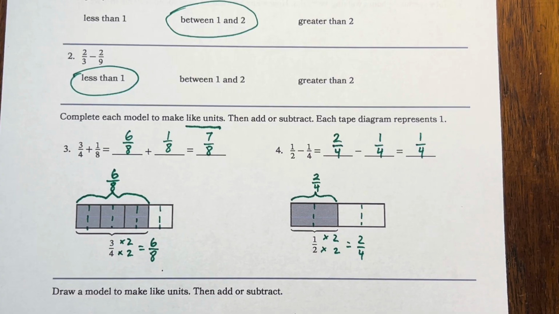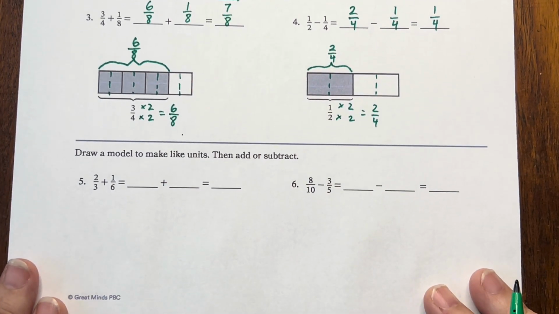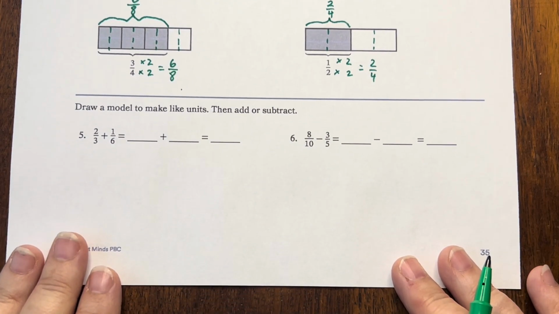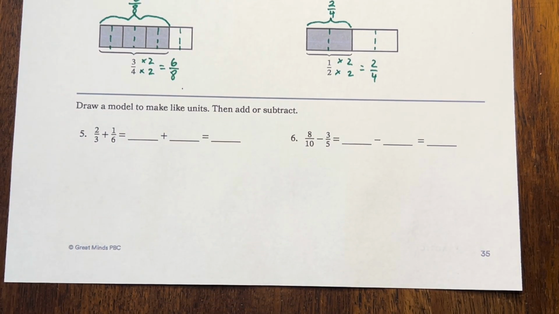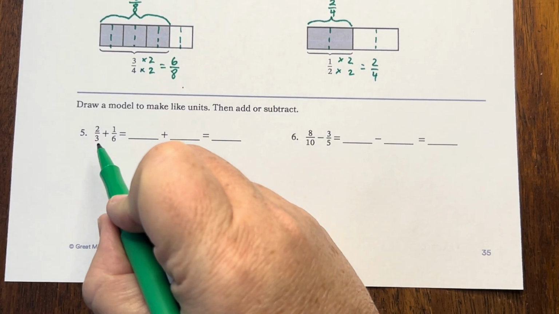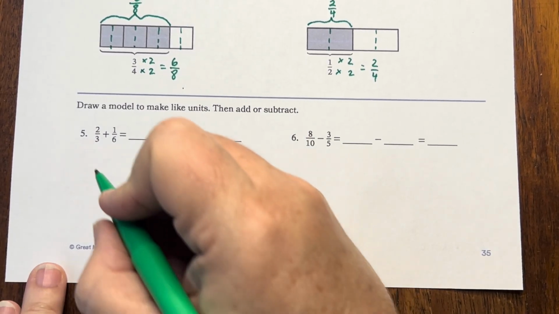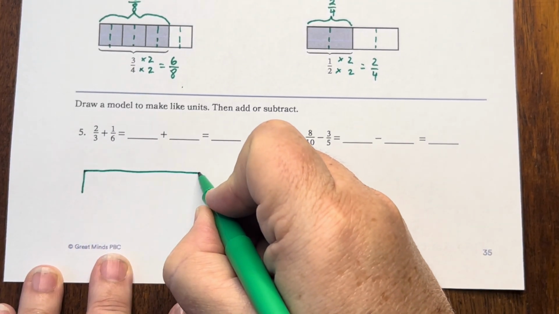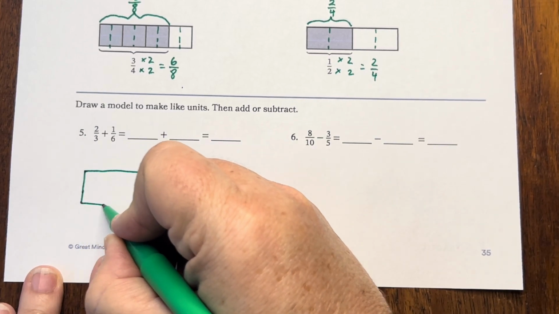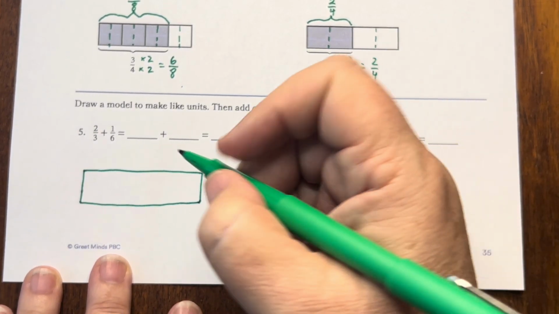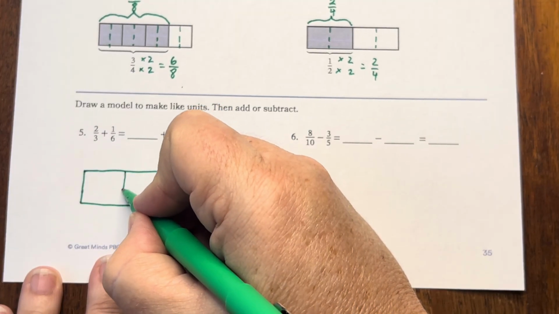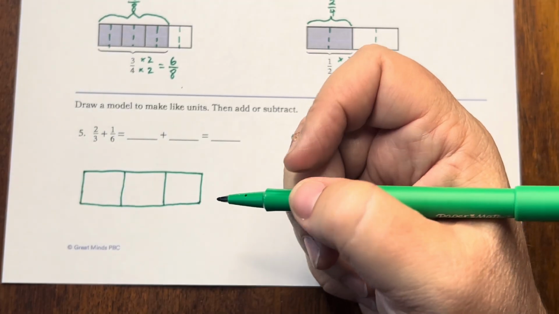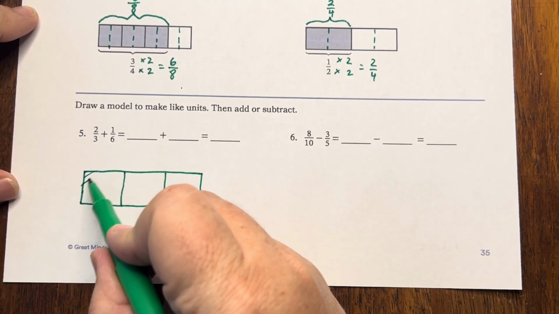Okay. Let's look at the bottom. Now they're not going to give us those units to look up. They want us to draw a model. So we're going to start with drawing our original fraction. They're starting here with 2/3. So if I am showing 2/3, I'm going to have my rectangle. I'm going to cut that into 3 equal pieces. I'm going to shade in 2 out of 3 pieces.